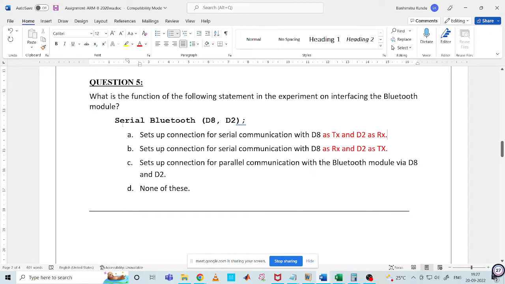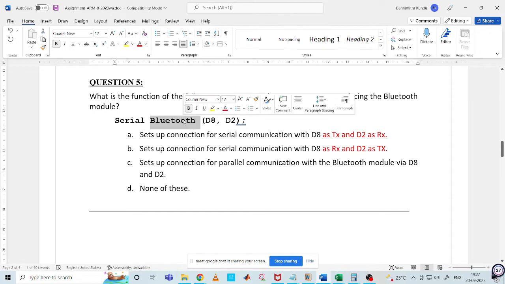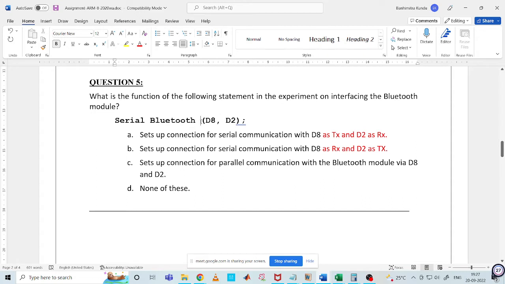So just make sure what kind of syntax they are giving. Okay. So for example, if this is serial Bluetooth, I think it is for the Arduino, right? Yes, sir. It is Arduino, and embedded is also the same. No, sir, but in embed, I think the function name is different, no? No, sir. Same only. Serial Bluetooth Serial D8, comma D2. Then in that case, let me check.